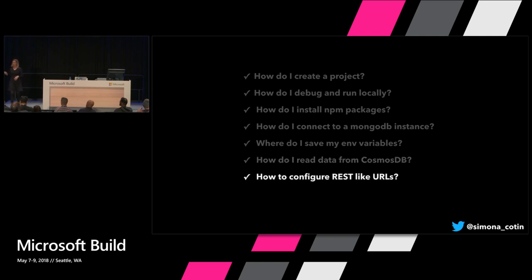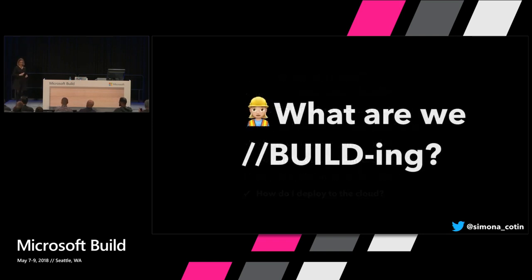We're also going to learn how to configure REST-like URLs, because that's something that might be required for our APIs. And finally, how do we deploy to the cloud? Because we've written all this code that runs perfectly, and we can debug it locally, but how do we actually push it to the cloud? Because that's the end goal. We want our users to use the application we've written. We want to hit those scaling issues.